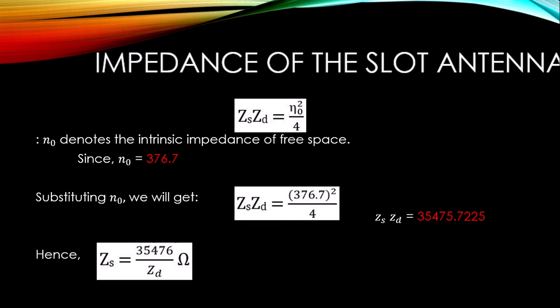Since our η0 is equal to 376.7, we will substitute the value of η0 into our formula. So we will have the answer of 35475.7225. Hence our ZS is equal to 35476 over ZD ohms.